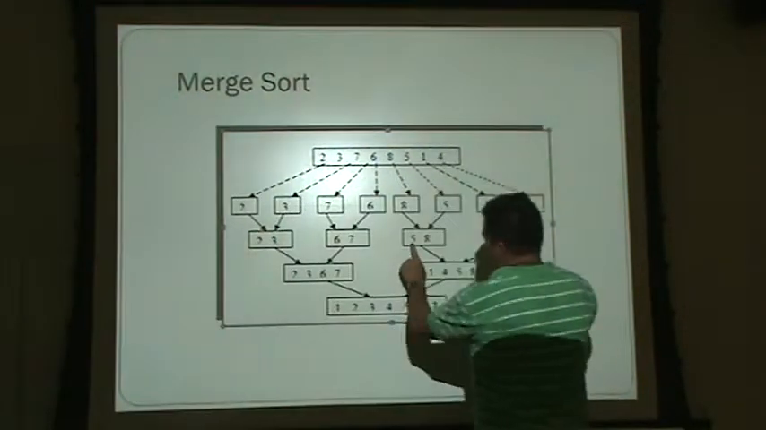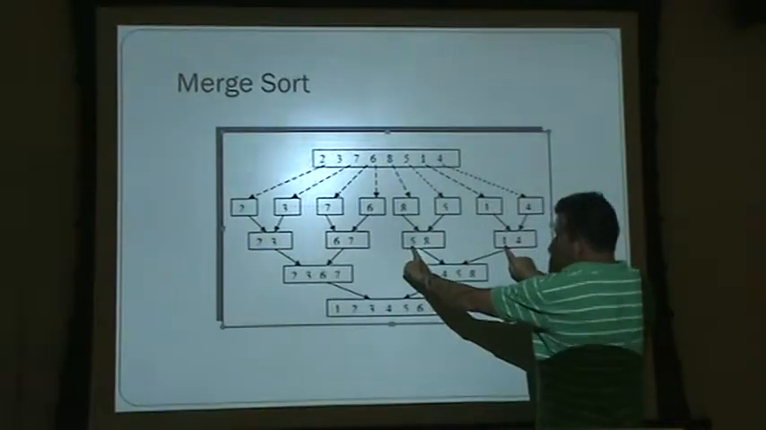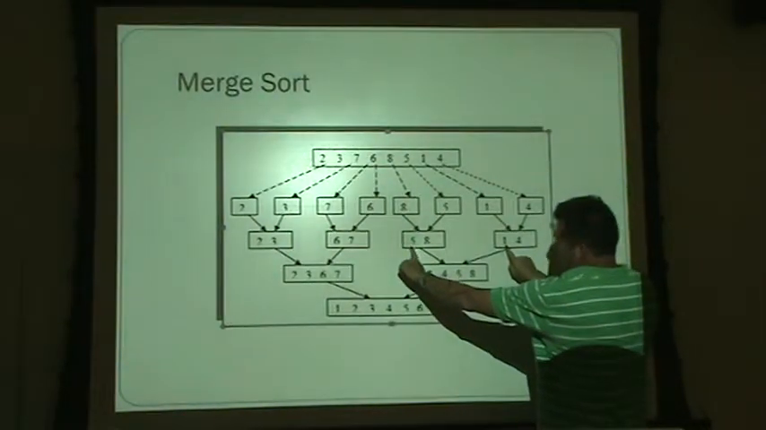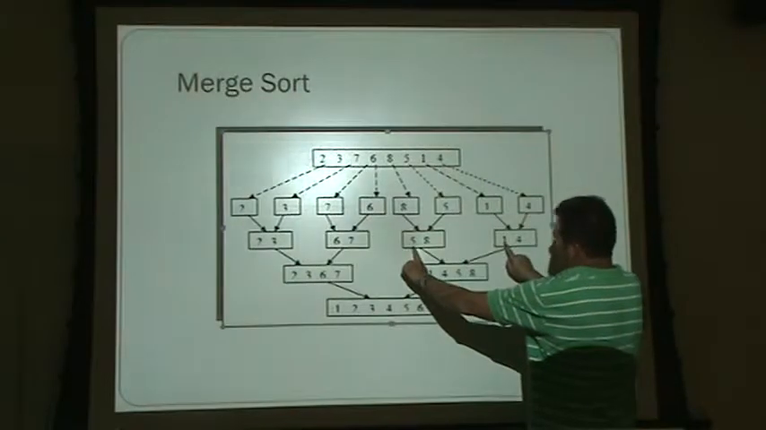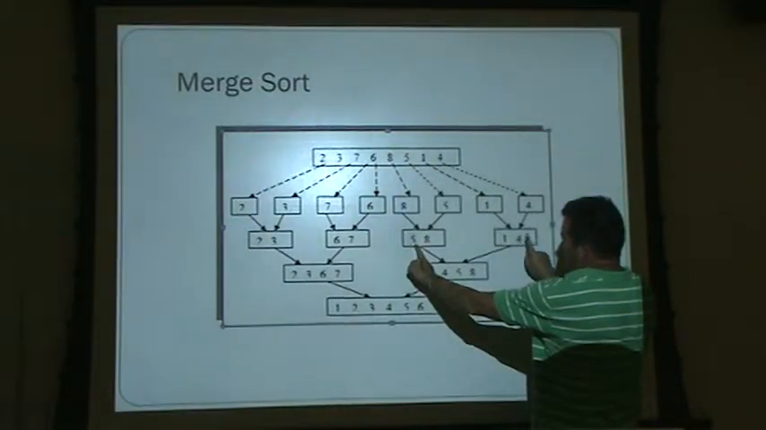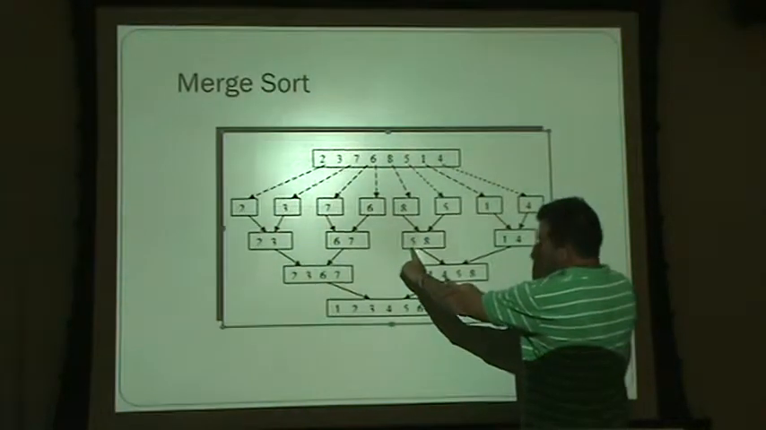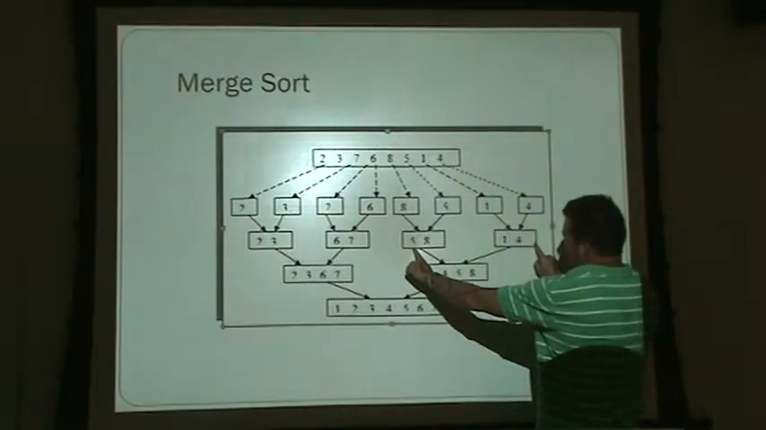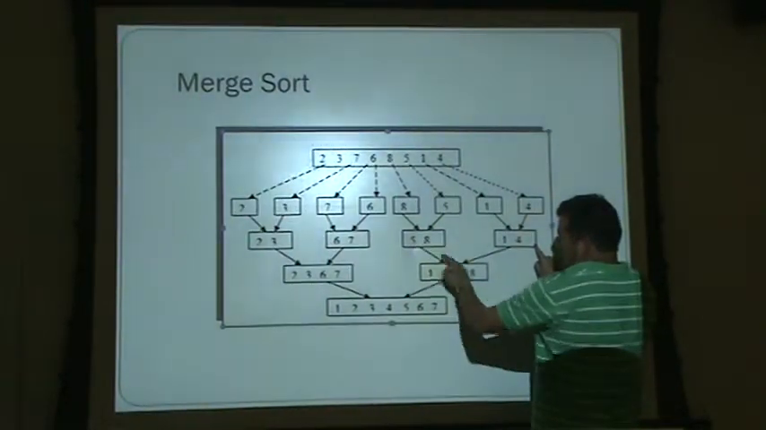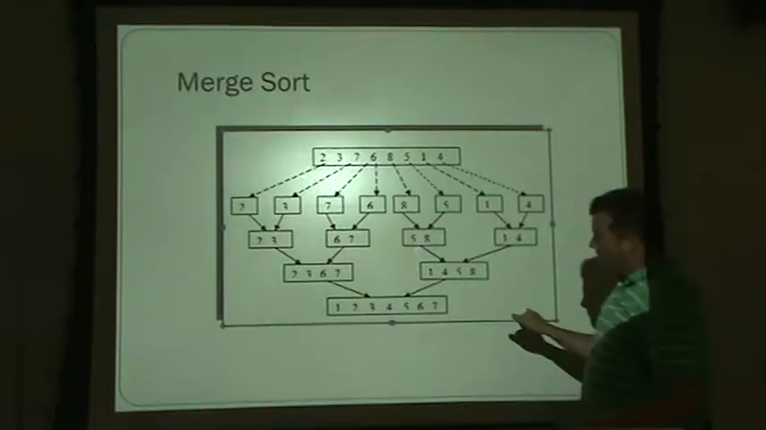Same thing over here. If we have a 5 and a 1, we ask ourselves which is smaller of these two. The 1 is smaller, so it gets written here, and then we advance to the 4. Now we say, what's smaller, 4 or 5? 4 is smaller, so 4 gets written. And then this one's done. So then a 5 gets written and an 8 gets written. Now we have these two lists.